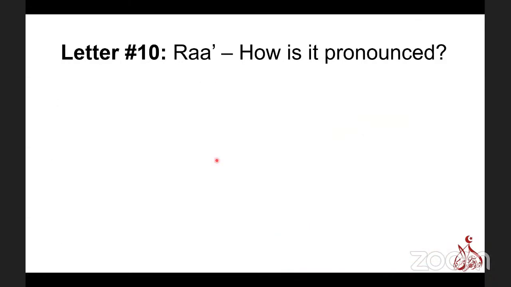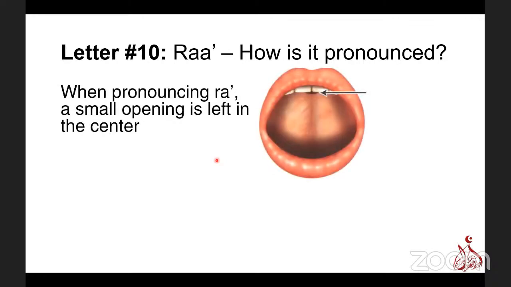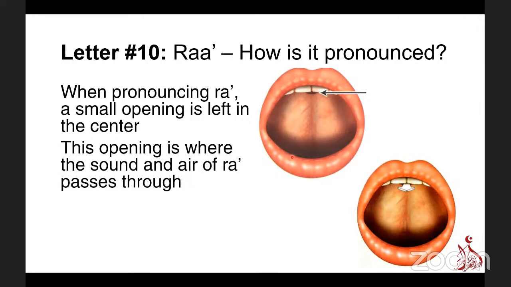Oh, actually, sorry, before we get into that, I want to discuss a few more details about pronouncing Ra. One very important thing is that when pronouncing Ra, a small opening is left in the center. If you look here, this is the actual tongue, and it has been raised up and is touching the top part of the mouth. Right in the middle over here, there is a very small opening. That opening is where the air and the sound of the Ra actually comes out from.